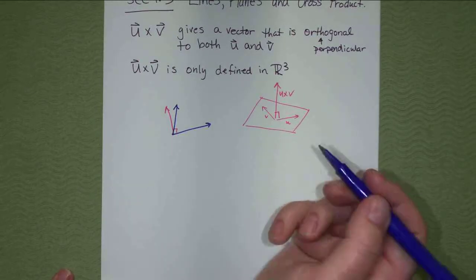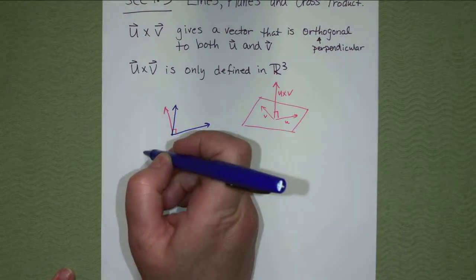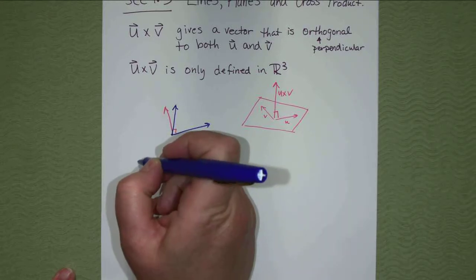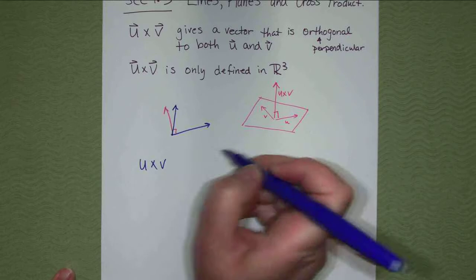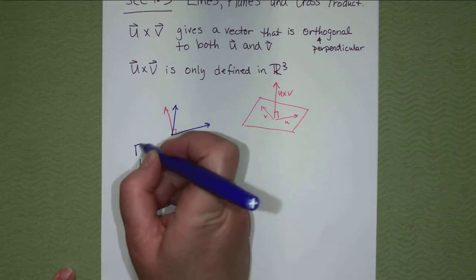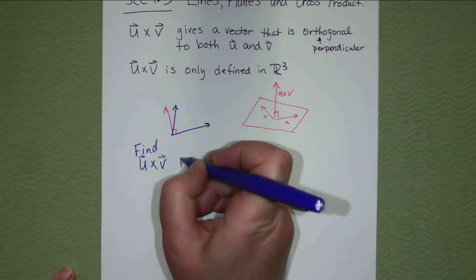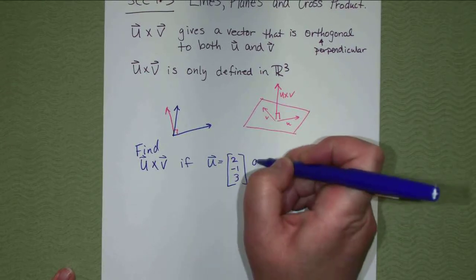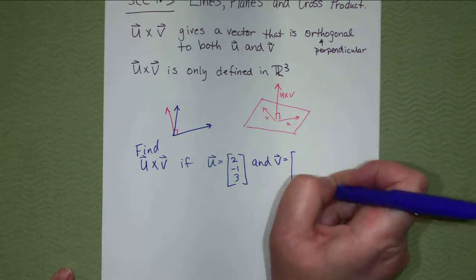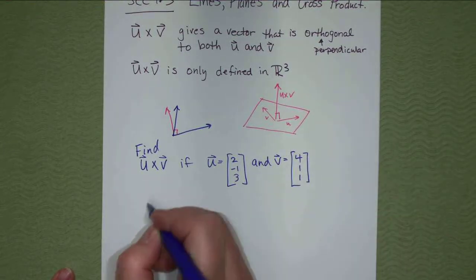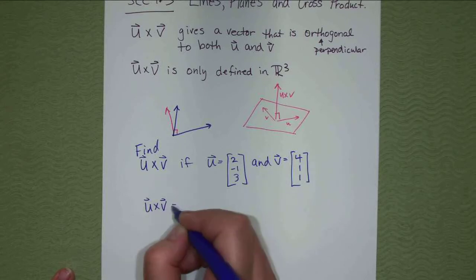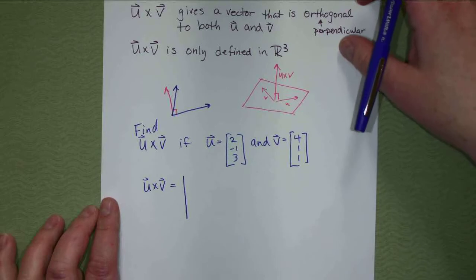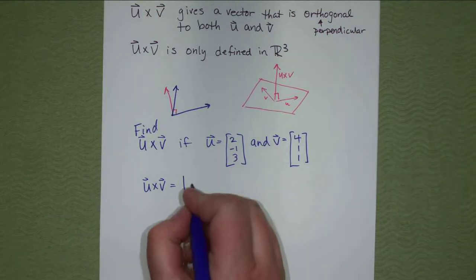Okay. So we're going to do it with an example, so instead of just letters and a great big formula. Find u cross v if u is (2, -1, 3) and v is (4, 1, 1). So this is a single absolute value line, which again doesn't mean absolute value. We're going to put an i, j, k here.